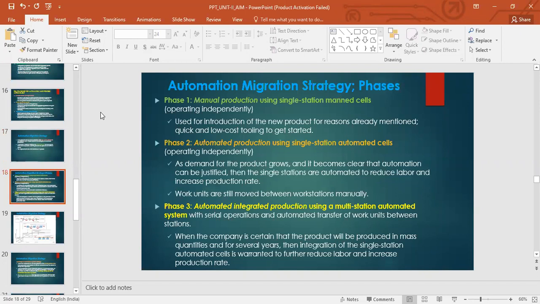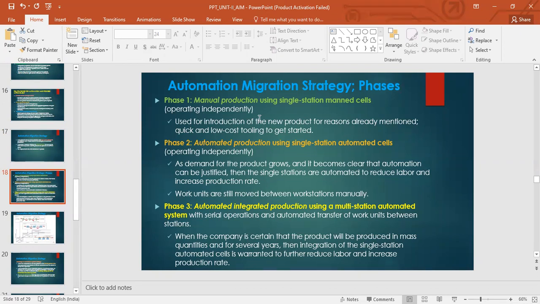You see, phase one. So you have manual production using single station manned cells, operating independently. It is used for introduction of the new product for reasons already mentioned: quick and low cost tooling to get started. So you have a new product that you want to introduce in the market.